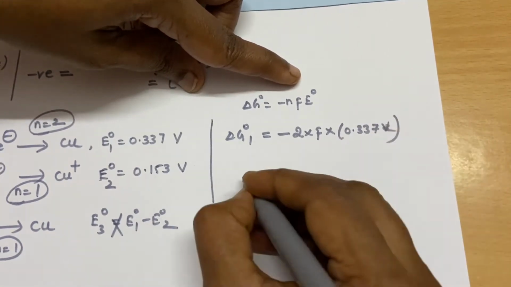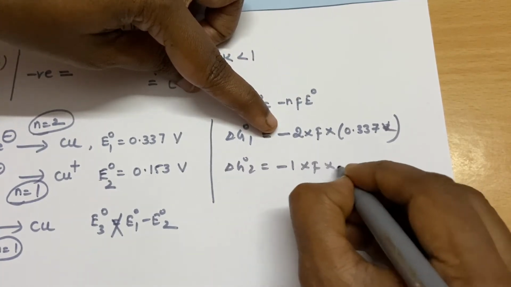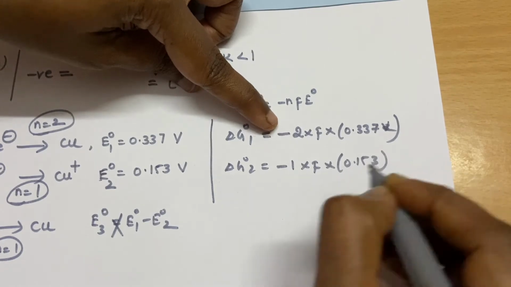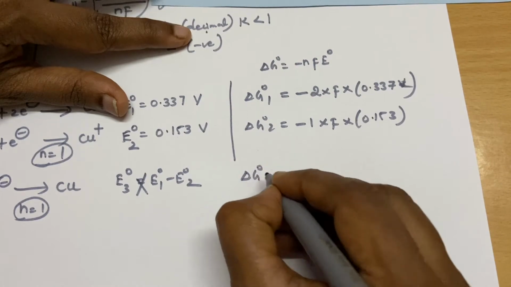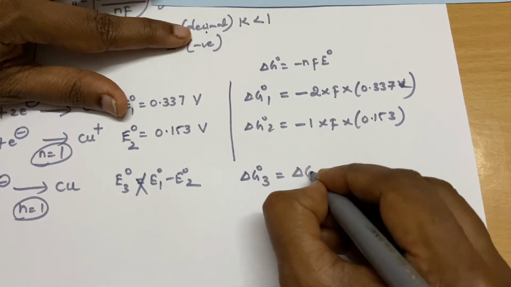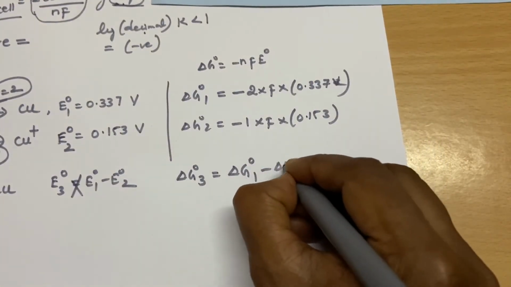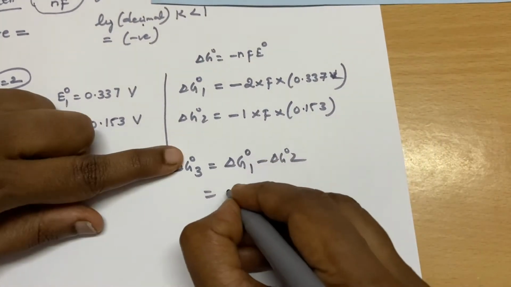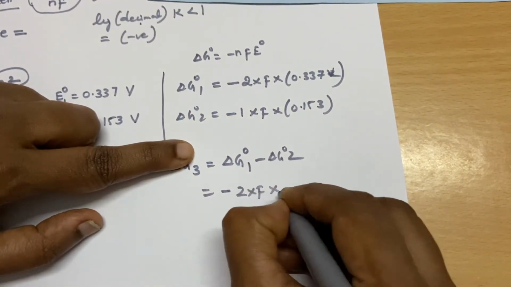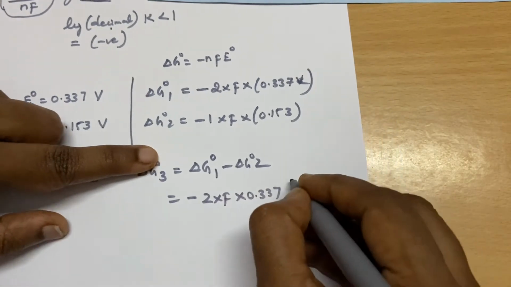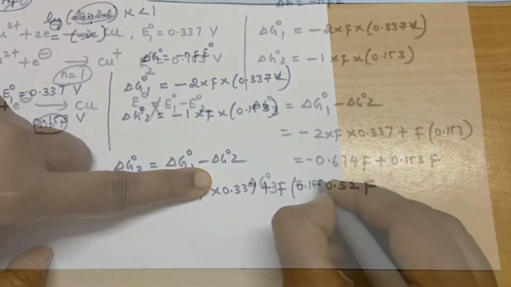Volt is not needed here, so del G naught 2 is equal to minus 1 into F into 0.153. So your del G naught 3 is equal to, what I have to do, A minus B, so del G naught 1 minus del G naught 2, so minus 2F, I'm not going to do the calculation, it will take time. So minus of minus is plus, so F 0.1. So you get this equation.